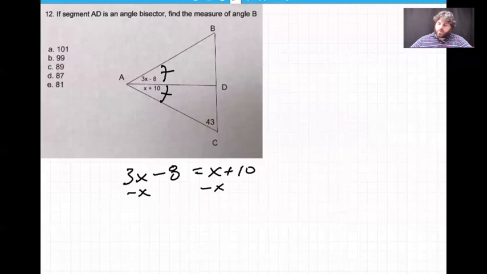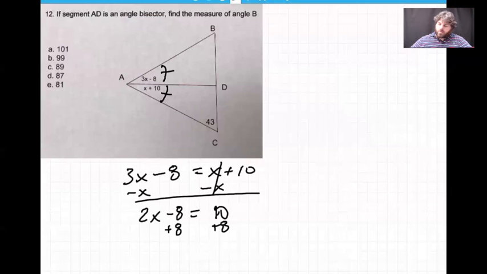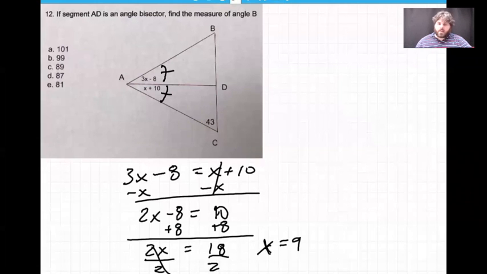We just solve this equation, gives us 2x minus 8 equals 10. We add the 8 to both sides. We're going to get 18. So 2 times some number is 18, that number has to be 9. All right, so x equals 9. Now what are they actually asking for? They're asking for the measure of angle B. Well, we can use that x to our advantage.